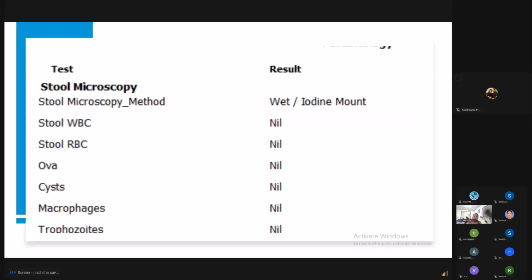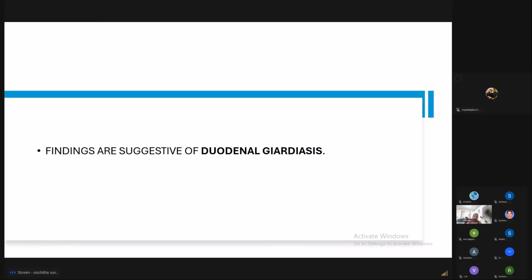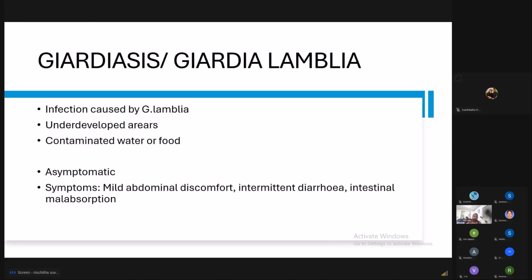Stool microscopy examination was also performed for this patient in view of recurrent vomiting and diarrhea. It did not reveal any ova, trophozoites, or macrophages. They were negative. So, based on our histopathological findings and the classical appearance of these organisms, features are suggestive of duodenal giardiasis. So coming to giardiasis, it's an infection caused by Giardia lamblia, which is a flagellated protozoa.